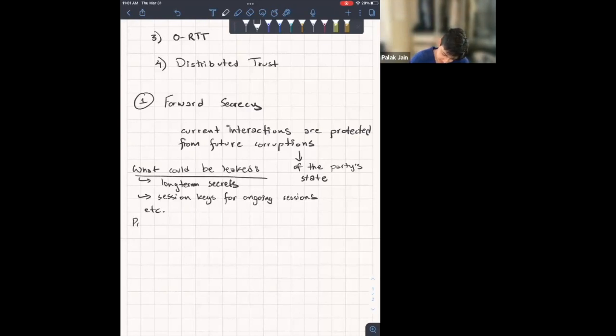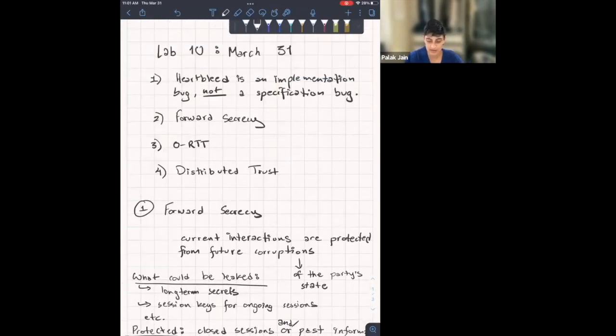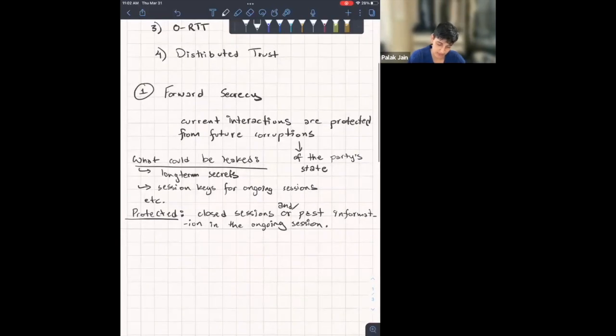And what's protected is closed sessions or past information, and past information in the ongoing session. So how exactly a session is defined and how far in the future the session is protected depends on the protocol.